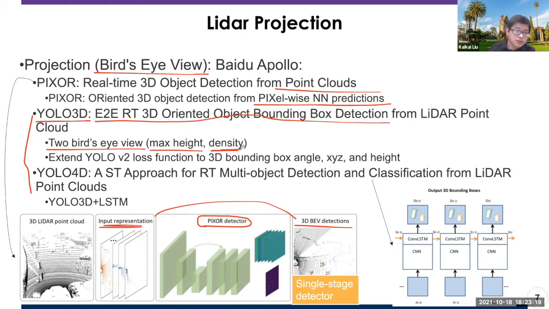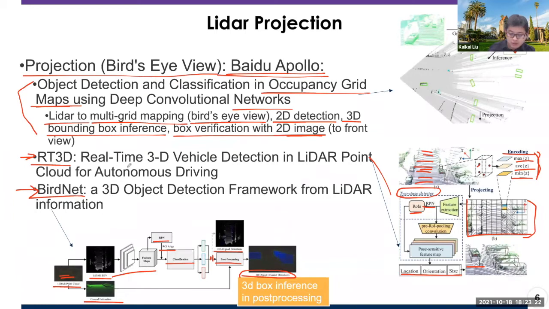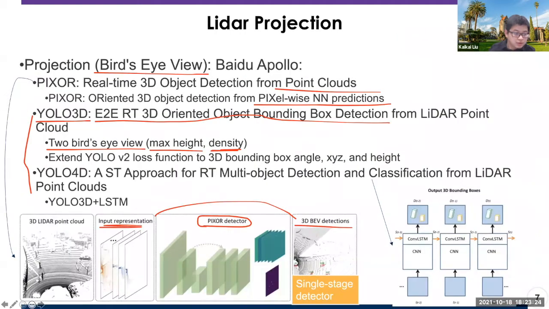They have two images. Then they extended the YOLO V2 loss function. The previous YOLO V2 loss function is just the XY bounding box, but they extended it to a 3D bounding box with box angle, XYZ, and the height. So this is the key information for this bounding box.